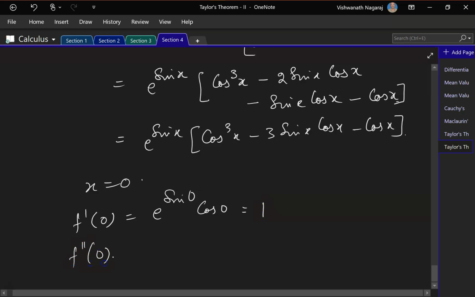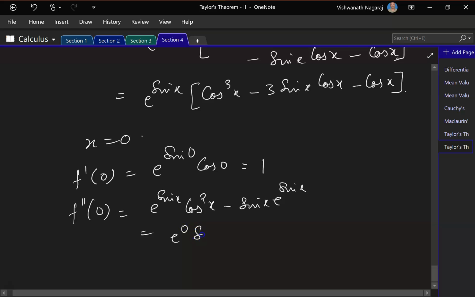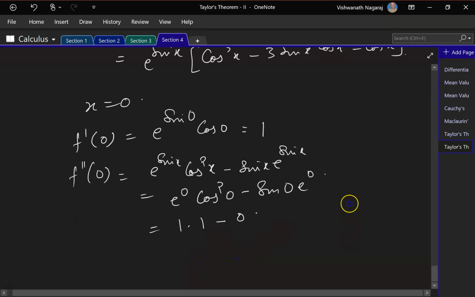f double prime of 0 is what? This is, let me write it in the right order, e to the power of sin x cos square x minus sin x e to the power of sin x. Now this would be e to the power of 0 cos square 0 minus sin 0 e to the power of 0. This is 1, cos 0 is 1, minus sin 0 is 0, so the whole thing is 0.